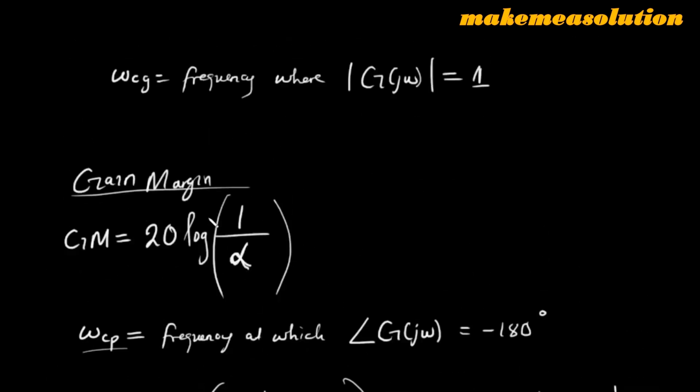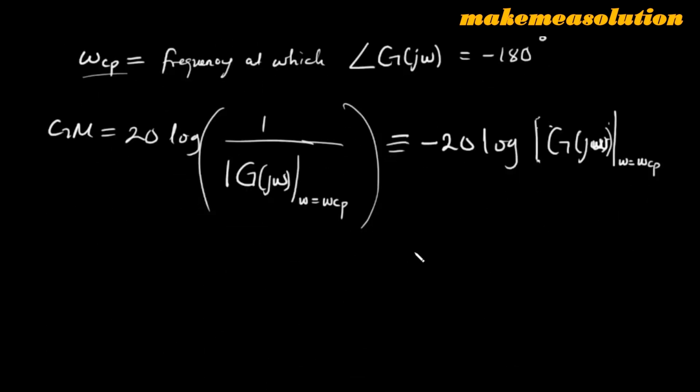So if alpha is less than 1, that means this particular value, this ratio, will always be greater than 1, and the log of any ratio greater than 1 will be positive. So for stability, the gain margin should always be positive.